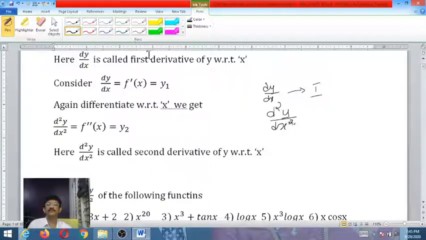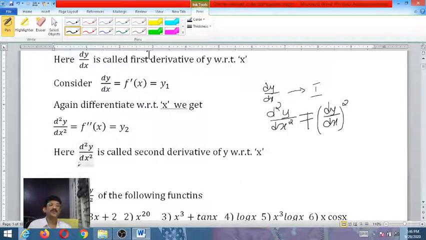D square y by dx square is not equal to dy by dx whole square. Remember, dy by dx whole square means taking dy by dx two times, whereas d square y by dx square means differentiating dy by dx one more time. Understand? So dy by dx whole square is different from d square y by dx square. It is also denoted by f double dash of x, or y2.